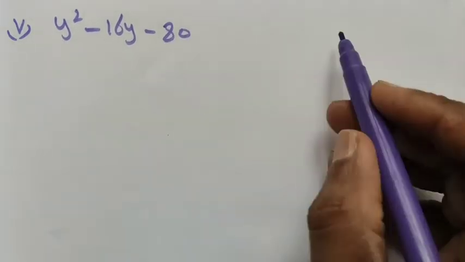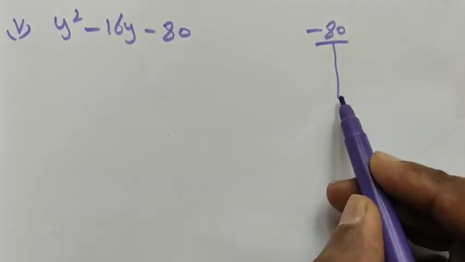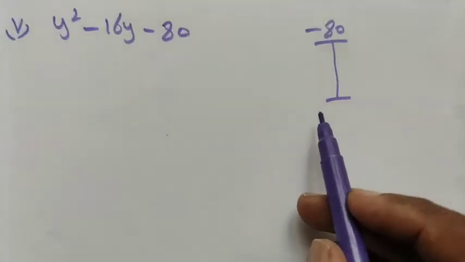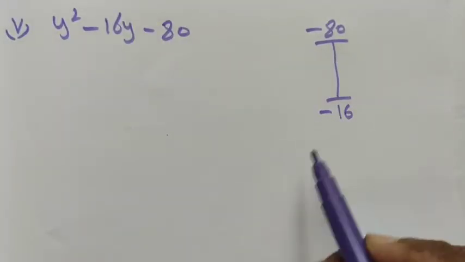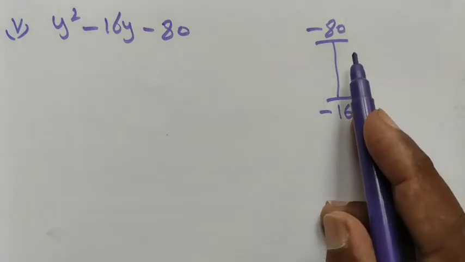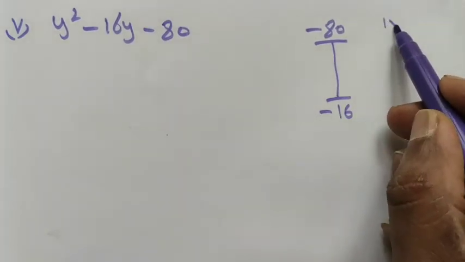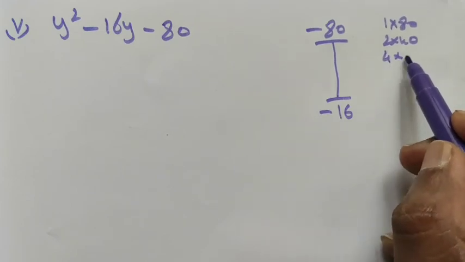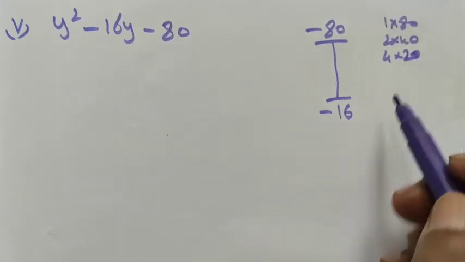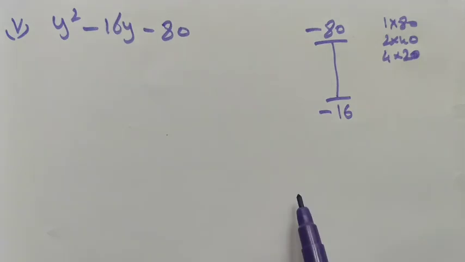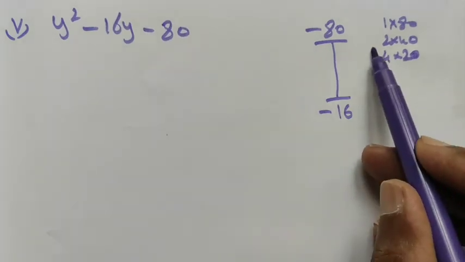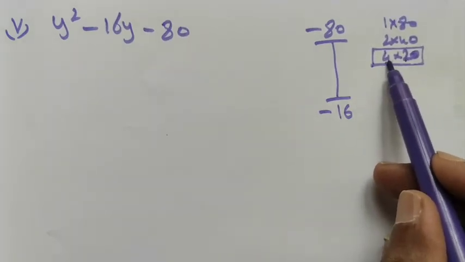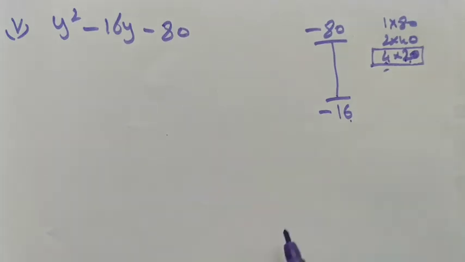Next we see Roman numeral 5, y square minus 16y minus 80. So minus 80 is the constant term, so put it on top, and then the sum of the terms is 16. Right? What are the possibilities of 80? 1 eighties are 80, 2 forties are, and then 4 twenties are, 3 is not possible, 4 twenties are. So here itself we get the terms 4 into 20. If you subtract this we get 16.